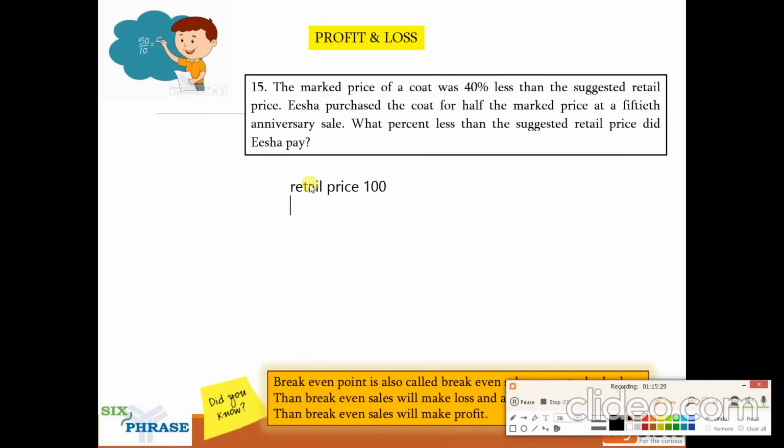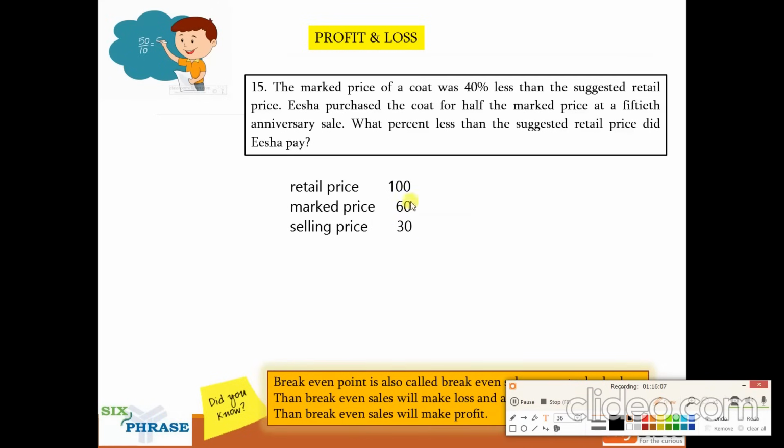Now what they say is the mark price of the coat was 40% less than the suggested retail price. So the mark price is 40% less, right? How much is the mark price, guys? Mark price is 60. Now Isha purchased the coat for half the mark price at the 50th anniversary sale. What percent less than the suggested retail price did Isha pay? So what is half of this? The selling price is half of 60, which becomes 30.